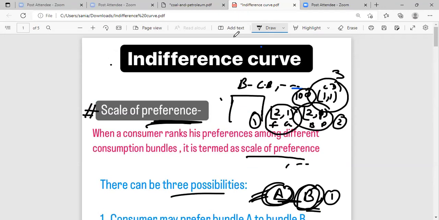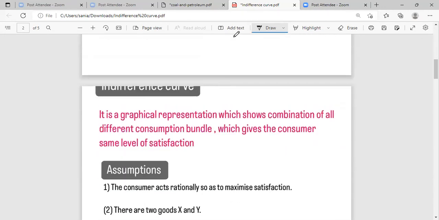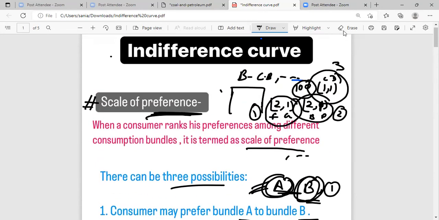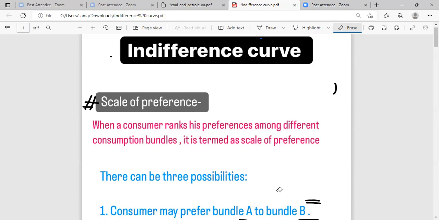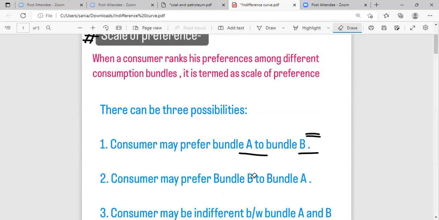Okay. Now, next thing is, just first write it down. So first of all, you'll give a heading, scale of preference. And then you will write this, and after that there can be 3 possibilities.